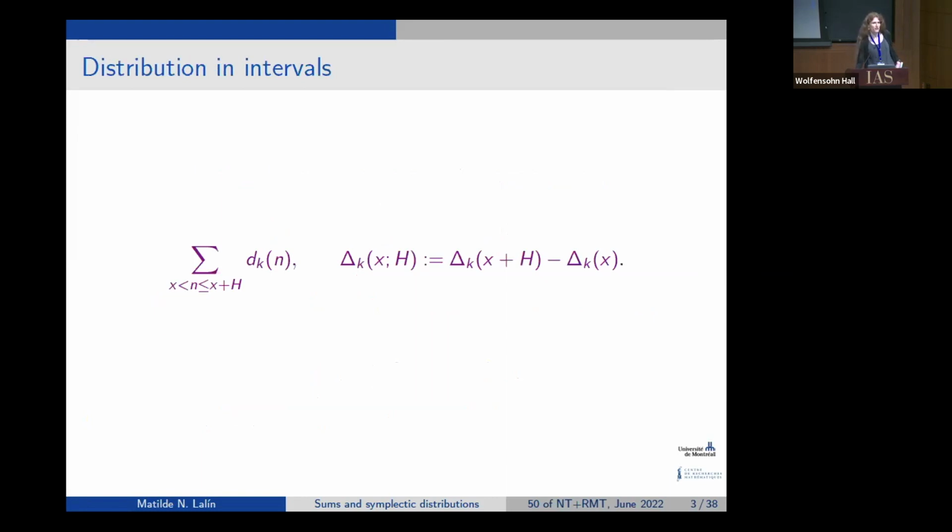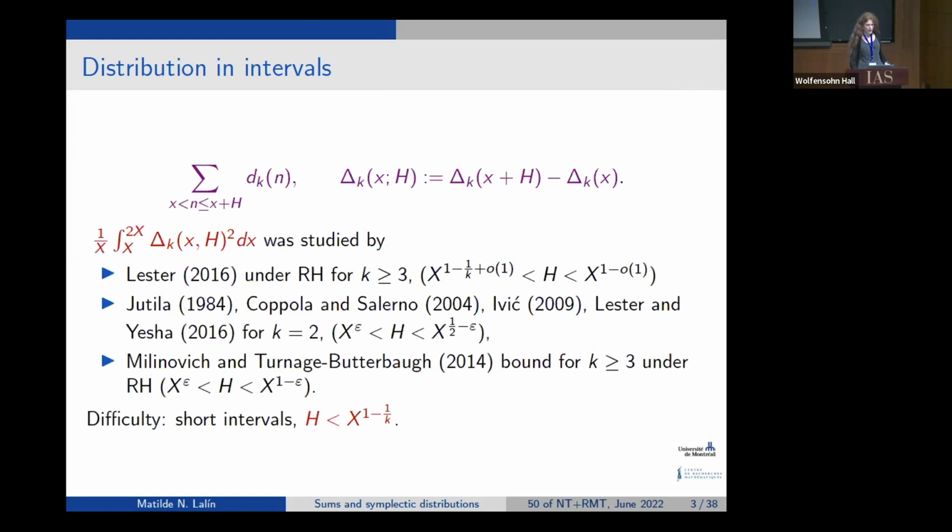And we are going to be concerned with two variations of this question. Actually, to be honest, we are going to be concerned with variations of these two problems, but first, let me start by presenting the most popular ones. One has to do with distribution in intervals. So we consider this sum, but now in some interval of length h. Then again, the error term is going to be the difference of the error terms that I had before. And the variance attached to this has been studied by various people.